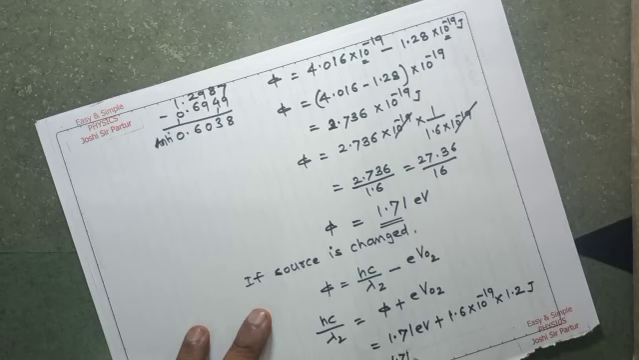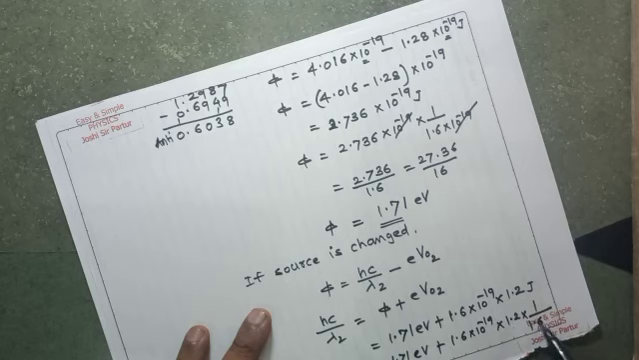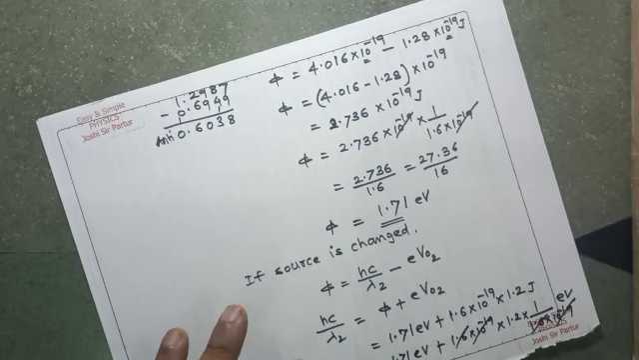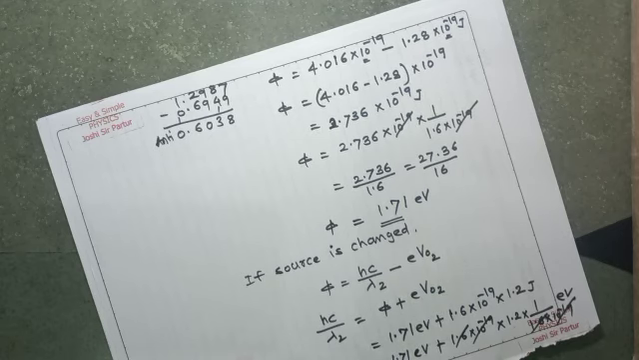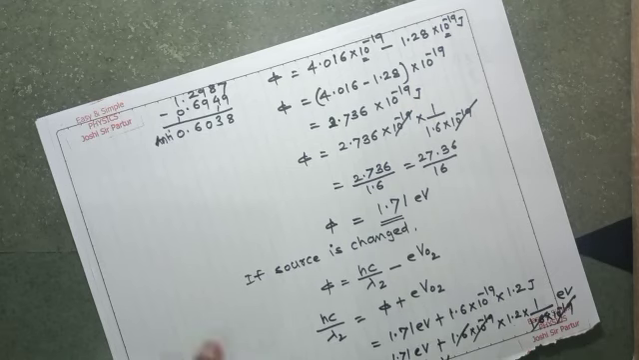So 1.71 electron volt plus 1.6 into 10 raised to minus 19 into 1.2 into 1 upon 1.6 into 10 raised to minus 19. 1.6 and 10 raised to minus 19 get cancelled. So here it will be 2.91 electron volt, that is Hc upon lambda 2.